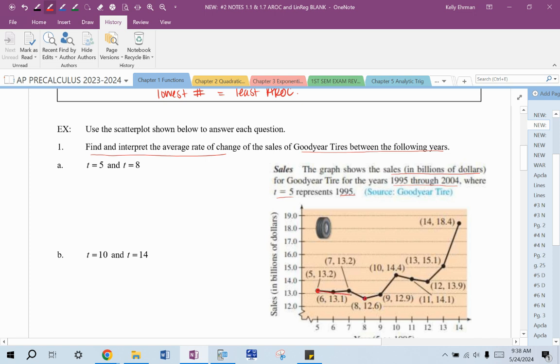I like to draw it in sometimes, just to say it's going to be a negative slope. So this is asking for the average rate of change. I don't really have function notation to go off of here, but I'm looking at these 2 points. Remember, you're going 8 minus 5. So it's going to be 12.6 minus 13.2 over 8 minus 5.